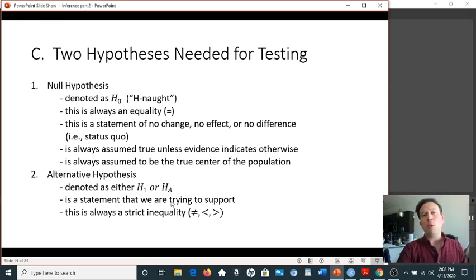And this statement will always be the opposite of the equality. So it's going to be a strict inequality statement. And these are the three types of strict inequalities that we use in mathematics. Not equal to, less than, greater than.